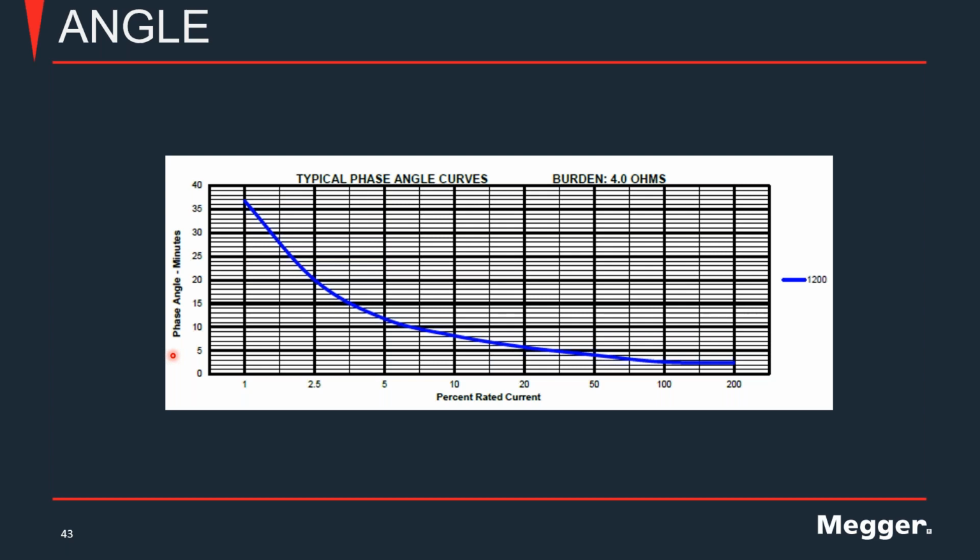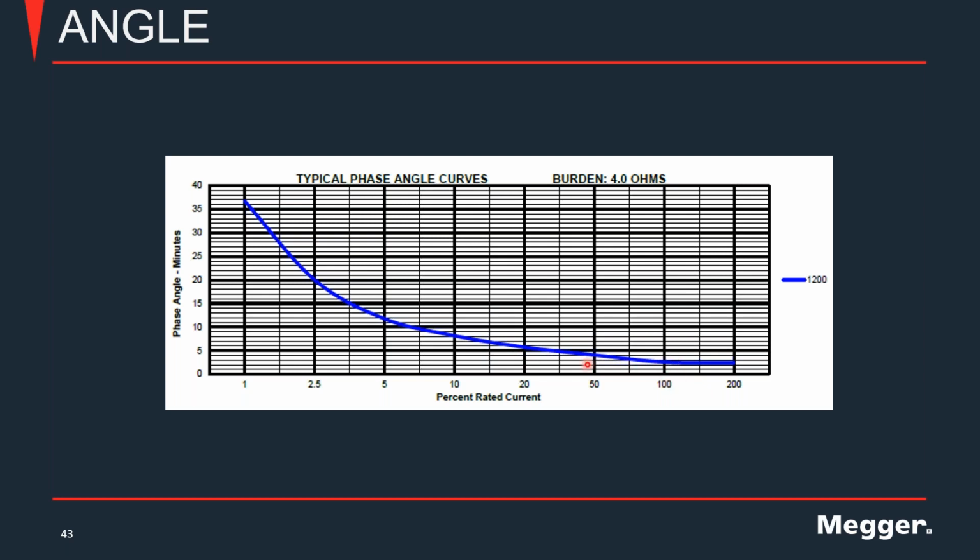Now, these curves are presented as the phase angle deviation at percent of rated current. So let's say that I want to know what is my phase angle deviation in minutes at 20% rated current. I come here to this number 20, and I come to the graph and I see that I have 5 minutes of deviation. At 100, I'm expecting, if this is a CT, that 100 would be the best number for my accuracy.